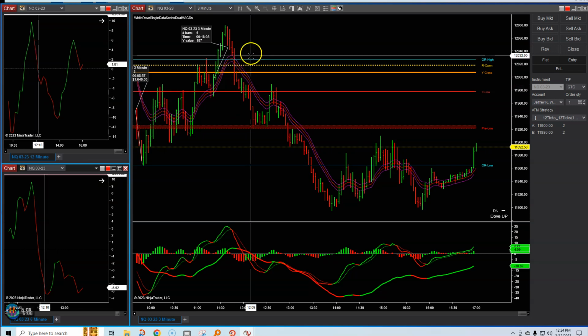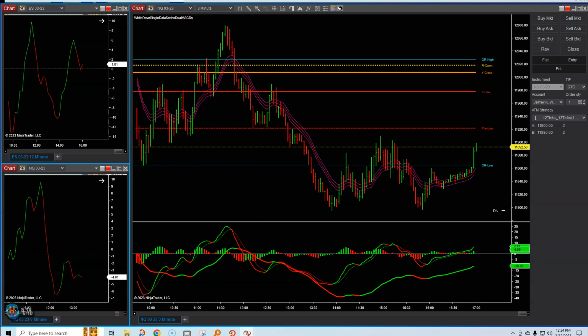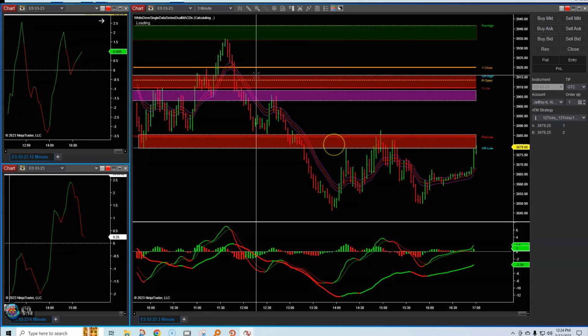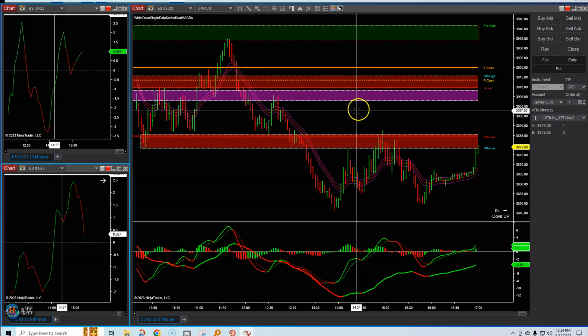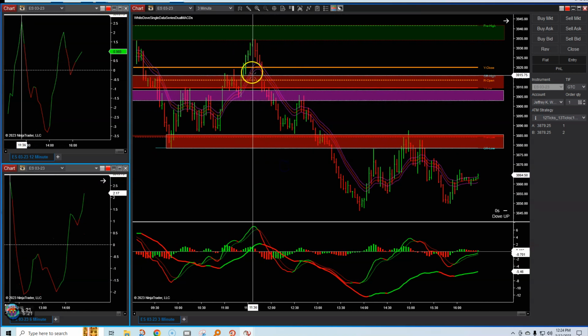And I'm going to switch here back to the ES, and there's a reason for that, and that's because I have my zones already showing on this chart, and I want to use those in this demonstration.